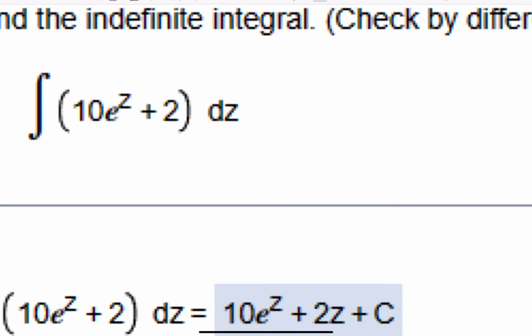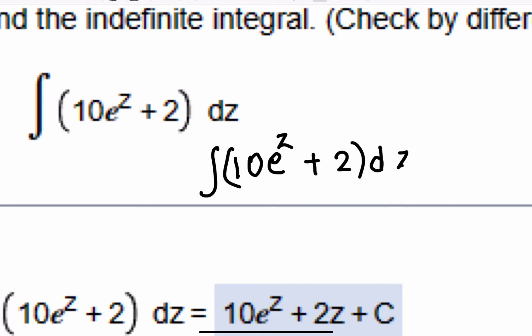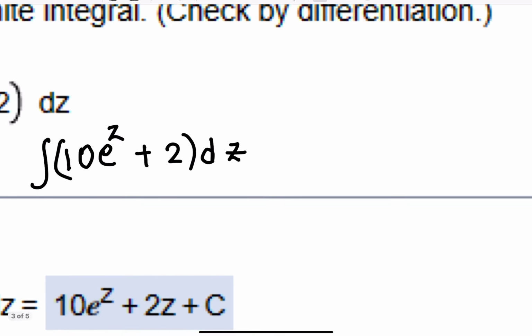So this is the integral of 10e to the power z plus 2 dz. Okay, very good. Sometimes students do put dx accidentally in your MyMathLab. Don't worry, if things like that happen, I can always go back and give you credit.